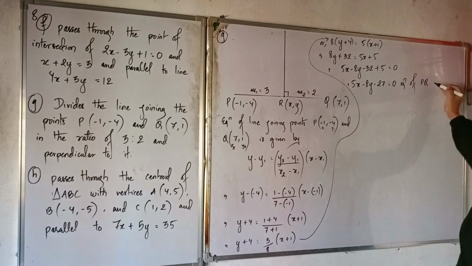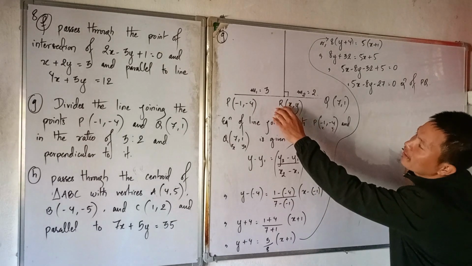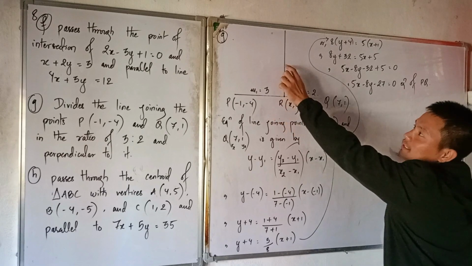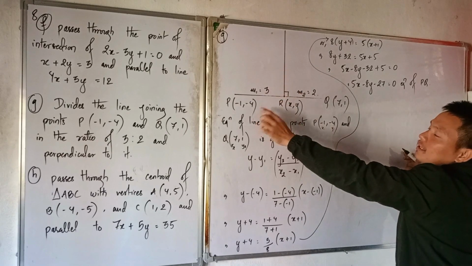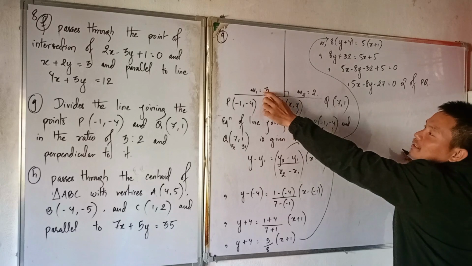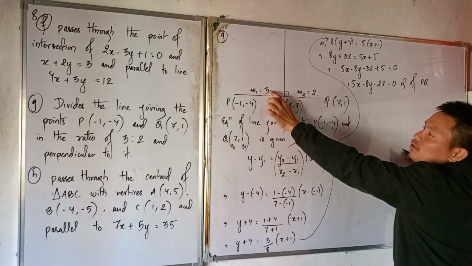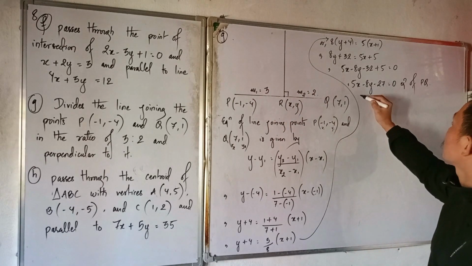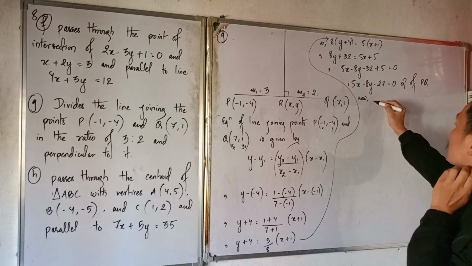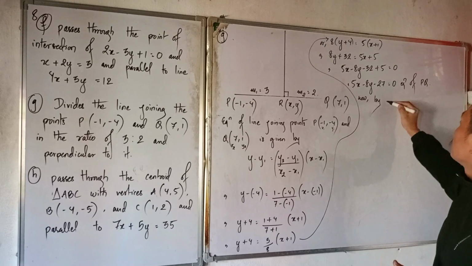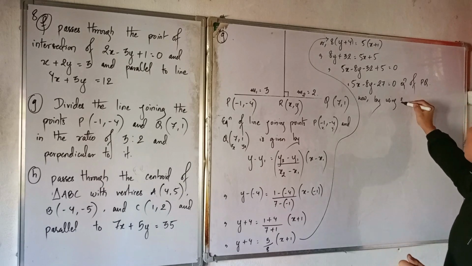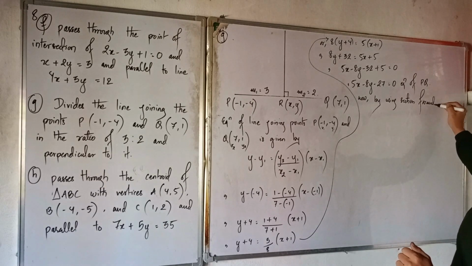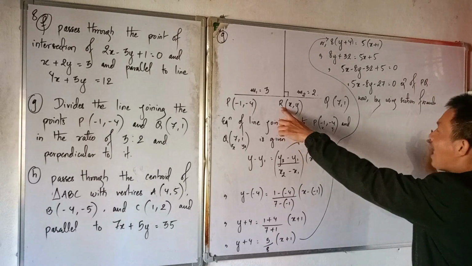So we got the equation of line PQ. First, you have to find the point where this perpendicular line divides the line PQ in the ratio 3 to 2. In that case you use the section formula. By using the section formula you will get the value of point R.